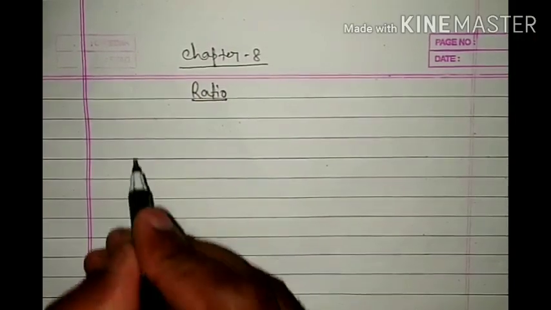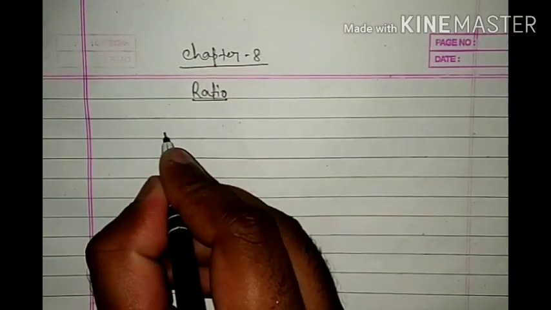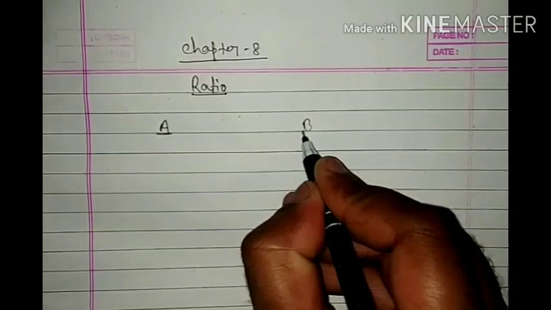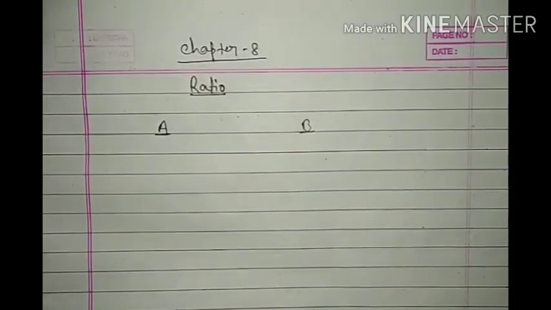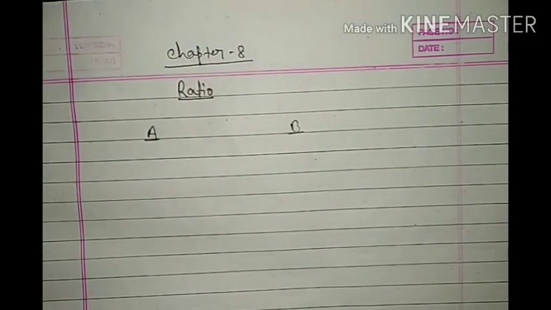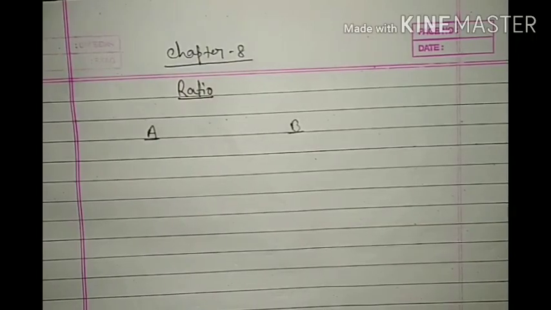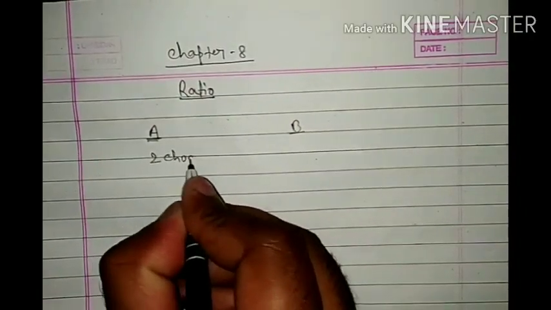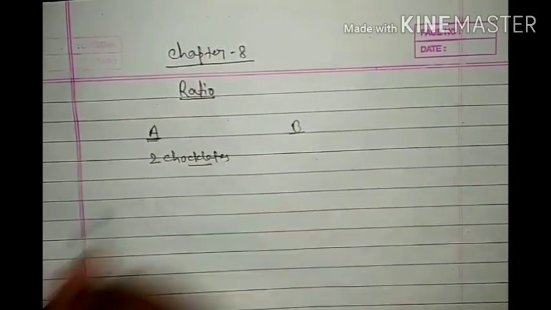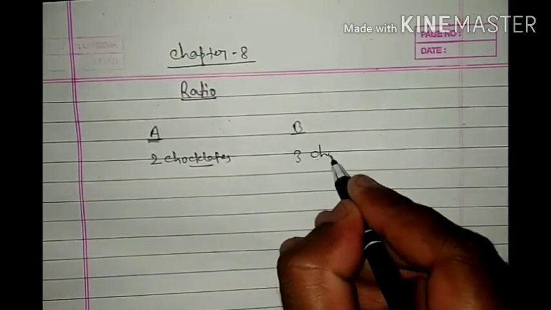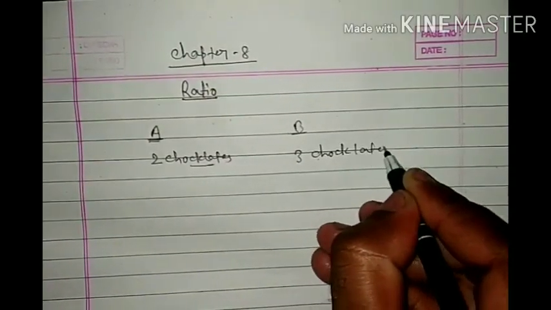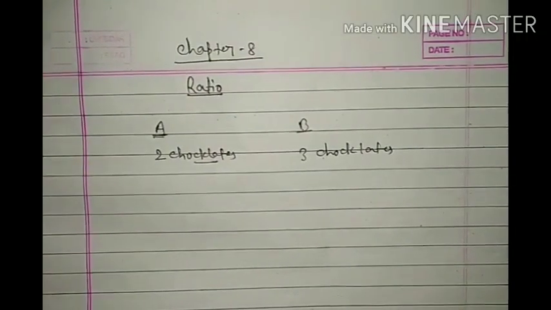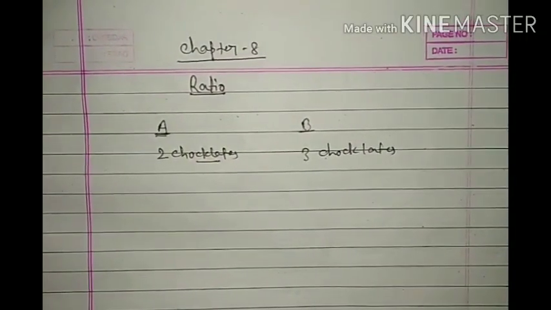Suppose there are two children. One's name is A and the other's name is B. They both received chocolates from their mother. Mother gave 2 chocolates to A and 3 chocolates to B.